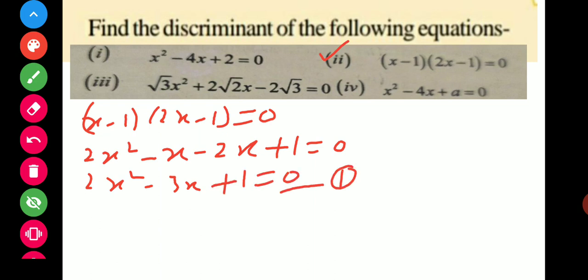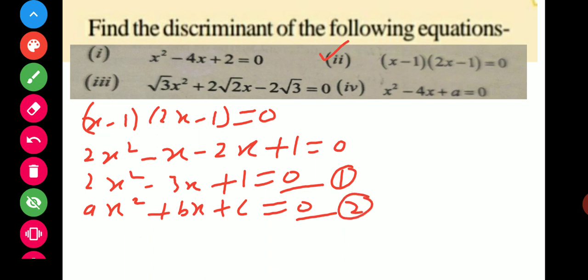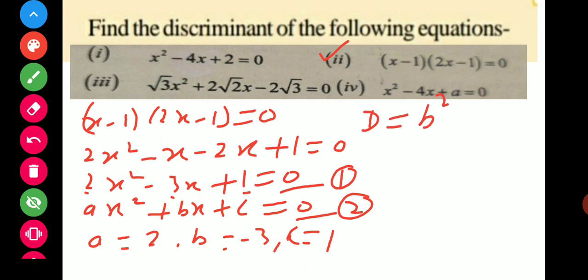It is your equation first. Now comparing this equation with the help of ax square plus bx plus c equal to 0, this is your equation second. Comparing the equation first and second, we get a is equal to 2, b is equal to minus 3 and c equal to 1. It is a, it is b, and it is c. Now find the discriminant, that D is equal to b square minus 4ac.